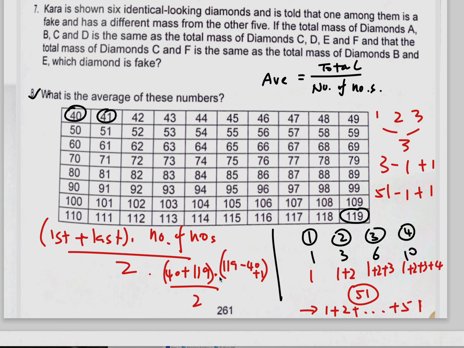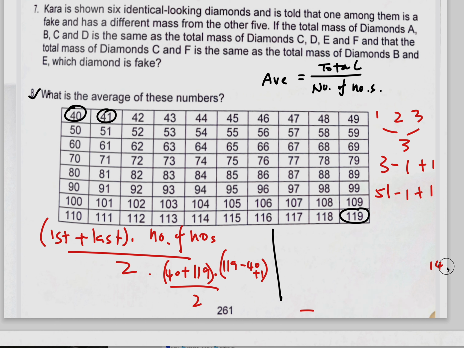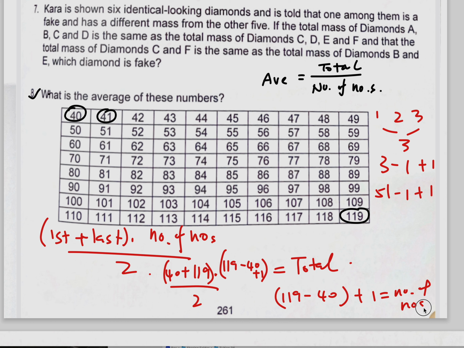And that will give you the total, right? You get the total already. Now you need to divide by the number of numbers. I'm going to erase this. So this is the total, then you divide by the number of numbers. The number of numbers is given by 119 minus the first one plus 1. That will give you the number of numbers, and in the end, you get the average. Simple?